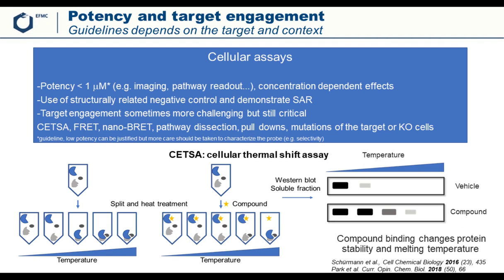Okay, let's go now to cellular assays, which are a little bit more complicated. So potency cutoffs are usually a little bit higher, around 1 micromolar. Again, it depends on the target. This is just a guideline. This is usually a functional readout using imaging or a pathway engagement. And again, we want to see concentration-dependent effects, and if possible, use structurally related negative controls and demonstrate SAR.